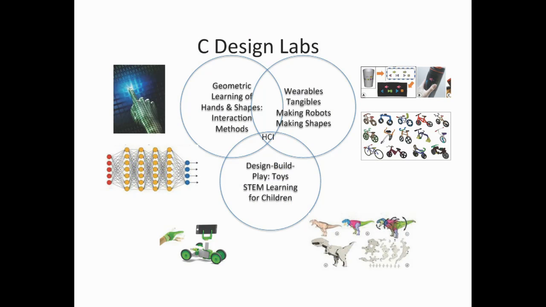But just to give you a feel, you saw a lot of projects, but there are only 3 big things in our lab. The first piece is more on the geometric learning of hands and shapes and so on, a lot of the CNNs and so on. A lot of this work is in the computer vision area. So I'm not going to talk about that. The second group is more on wearables, tangibles, making robots and things. That is something I'm going to talk about, but we also build tools for the design of these things.